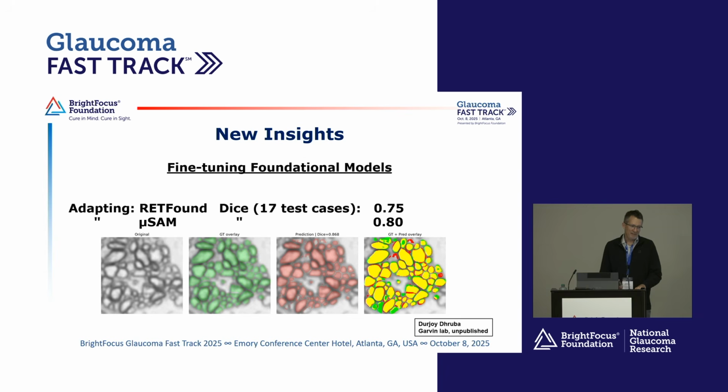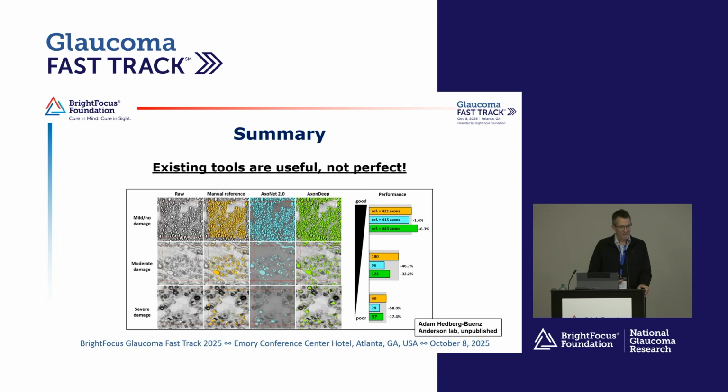Third, I'll tell you about fine-tuning foundational models. So with AI, you can actually sort of borrow the encoder from other approaches. So these are 2 things that were made. RETFound was made to segment fundus images, which we can actually take the encoder from it, instead tune it to recognize axons, and get relatively high performance levels.